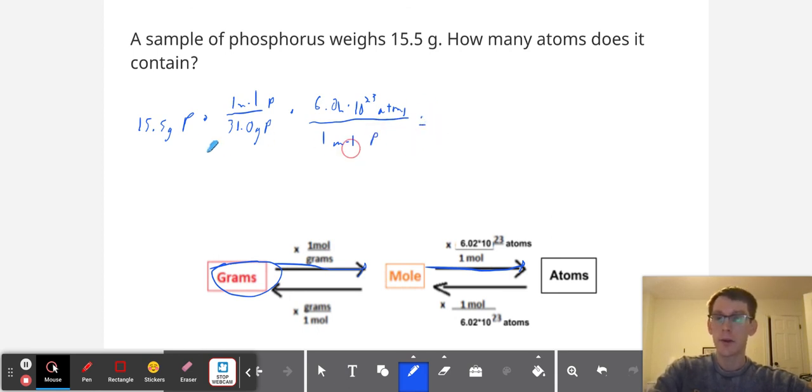So that is going to be, let's see, we have half a mole. So we have 3.01 times 10 to the 23rd atoms are in our 15.5 gram sample, which is half a mole.